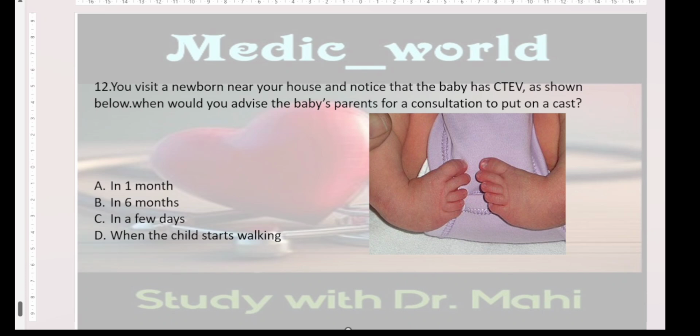You visit a newborn near your house and notice the baby has CTEV as shown below. This is the CTEV. When would you advise baby's parents for a consultation to put on a cast? We have to advise them as early as possible. So let's see the options. In 1 month, no. In 6 months, never. In a few days, this may be the answer. When the child starts walking, no, it's too late. So the answer to this question is C, that is in a few days.